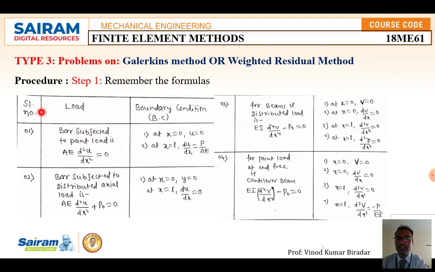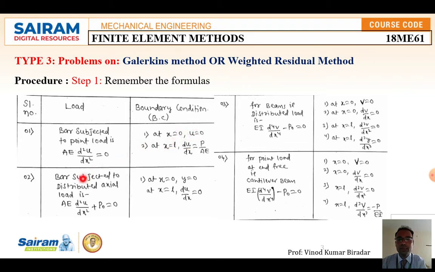Here we have the serial number, load and boundary conditions. In the given problem, if it is a bar subject to a point load, you have to use this formula: AE d²u/dx² = 0, where A is area and E is Young's modulus. For this problem you have to apply the boundary conditions: at x = 0, u = 0, and at x = L, du/dx = P/AE. These two boundary conditions you have to apply.